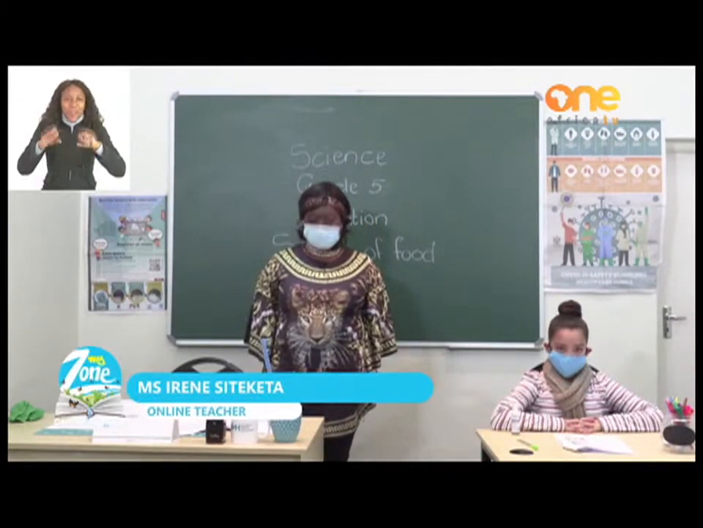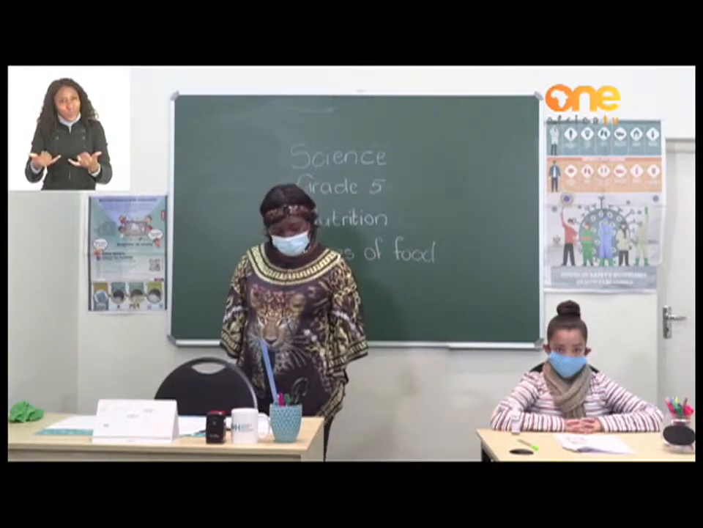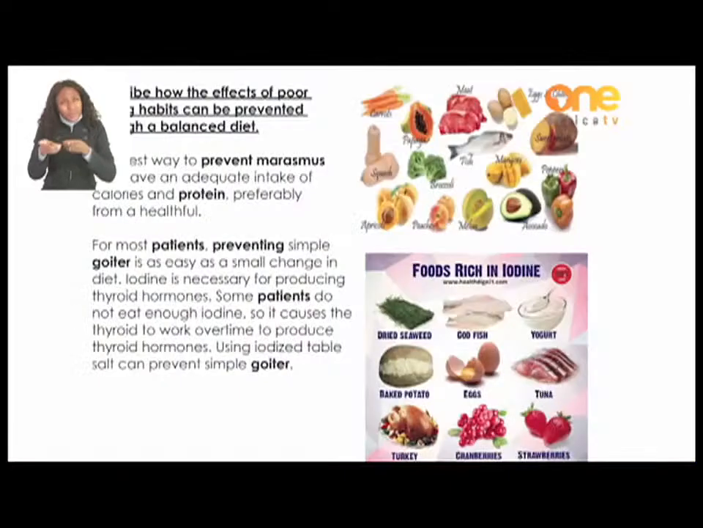Well, let's continue. Next, we look at describing how the effects of poor eating habits can be prevented through a balanced diet. The best way to prevent marasmus is to have an adequate intake of calories and protein, preferably from a healthy food. When we talk of calories, we are referring to energy. So in order for you to prevent marasmus, you must eat food that provides you with energy, and you must eat food that provides you with protein.